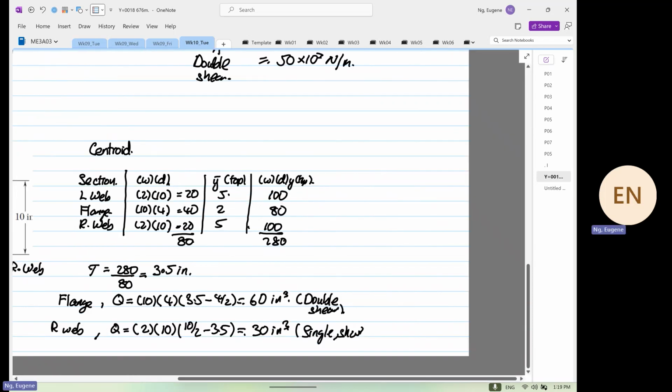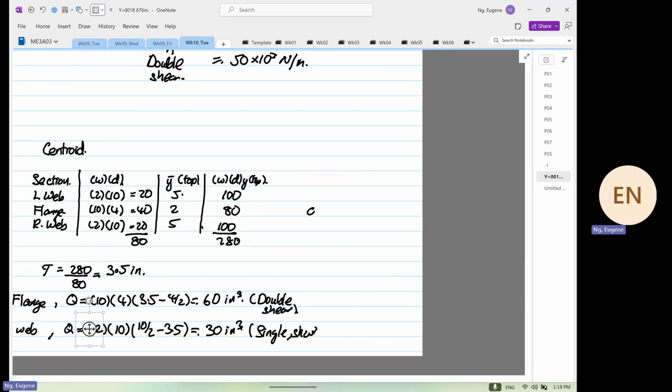So when you put in the formula q is equal to VQ over I, for the flange, q flange is equal to V over I times 60 divided by 2. This is equal to 30 V over I. For the web, q is equal to V over I multiplied by 30. And the answer is exactly the same. Are we clear?